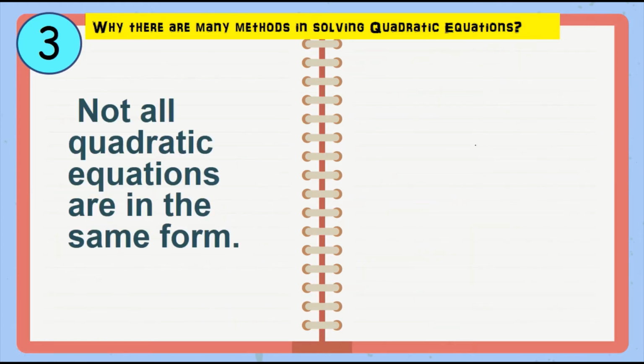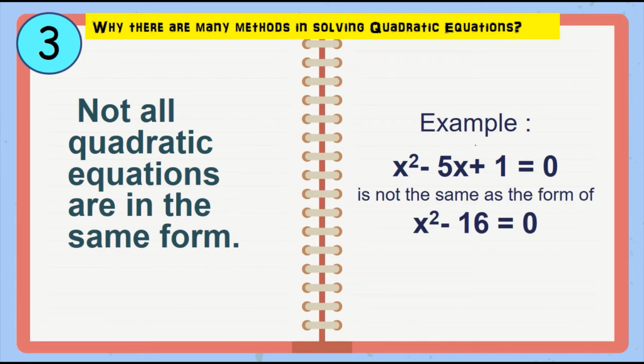Reason number 3. Not all quadratic equations are in the same form. For example, we have x squared minus 5x plus 1 is equal to 0. It's not the same as the form of x squared minus 16 is equal to 0. Hindi ibig sabihin na parehas sila na quadratic ay parehas na rin sila ng method na pwede mo gamitin sa pagsasolve ng roots. Okay? So, hindi lahat ng methods ay pare-parehas ng quadratic equations na i-apply mo doon.